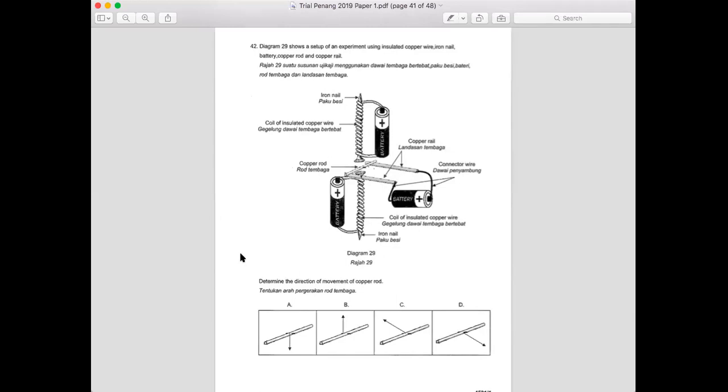First, we have to determine the polarity of this nail. This is positive, that means using this, the top here is north. The one above is north, the one below is south. And then for the current here, the top is north and the bottom is south.